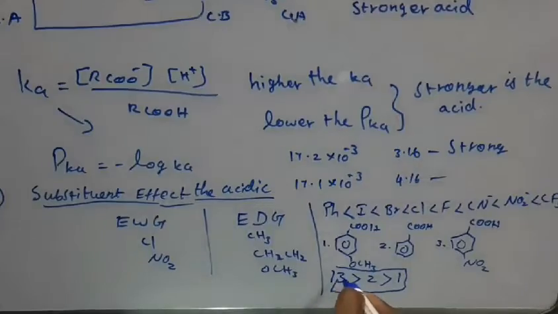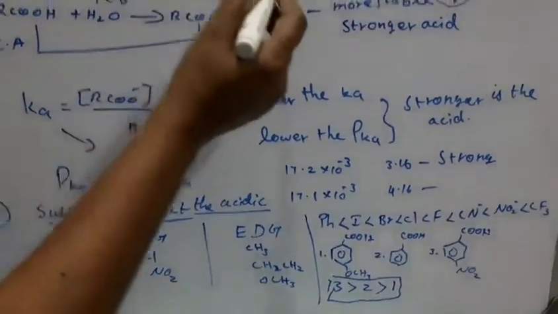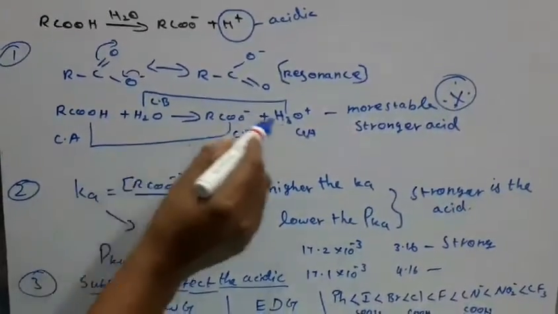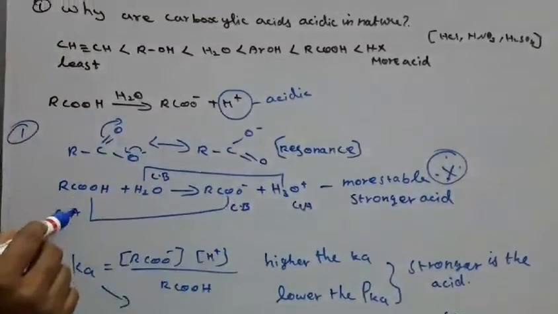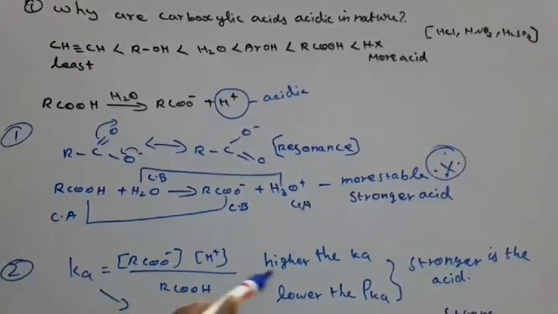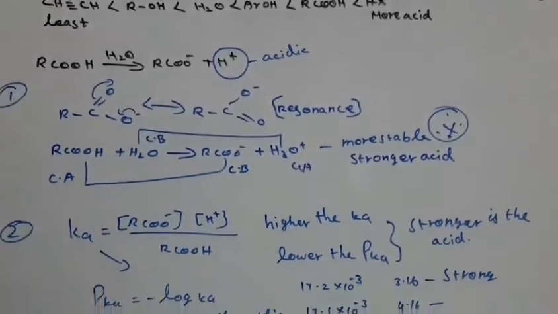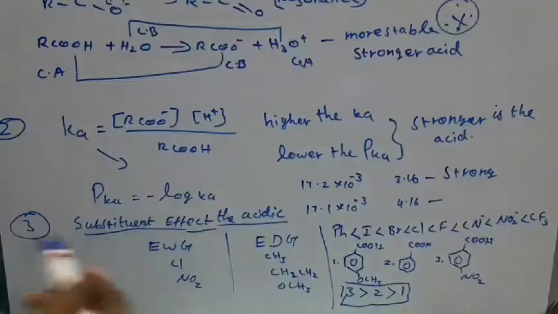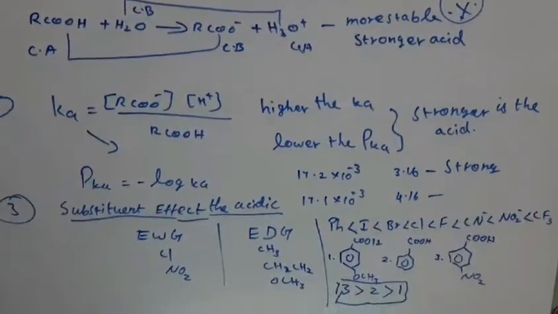So we studied three characters. What are they? The resonance structure: the resonance should be stable to produce a strong conjugate base, so that particular acid will be resonance stabilized. Higher the Ka value, lower the pKa, stronger is the acid. And the presence of substituent also determines the increase or decrease of the acidic character. Okay, so that only, listen.